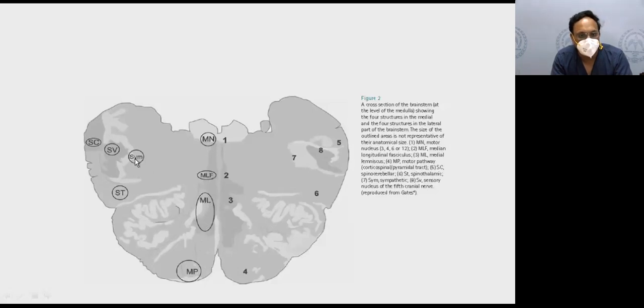Whereas the sympathetic, spinothalamic, spinal nucleus of the trigeminal, and spinocerebellar are located in the lateral. So these are located in the lateral, and these are located in the medial. By this we can know whether the lesion is on the medial side or on the lateral side.